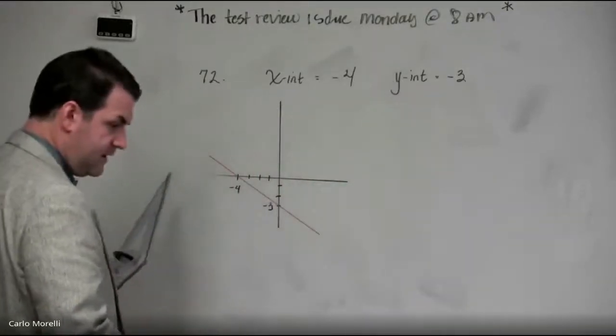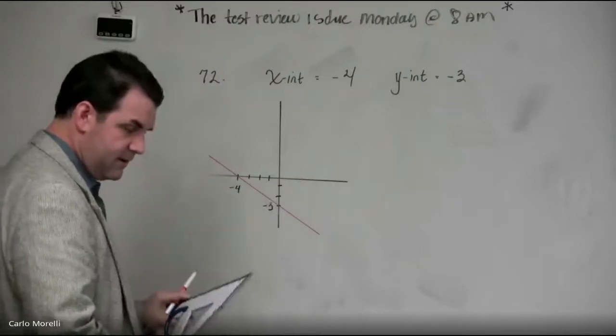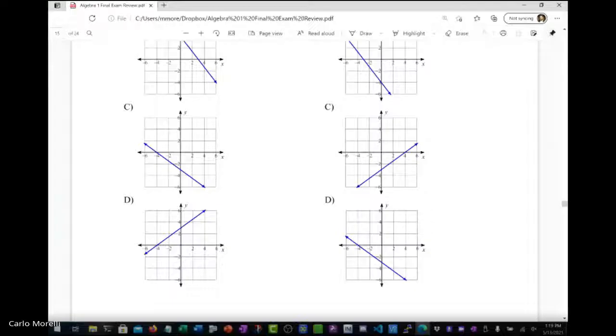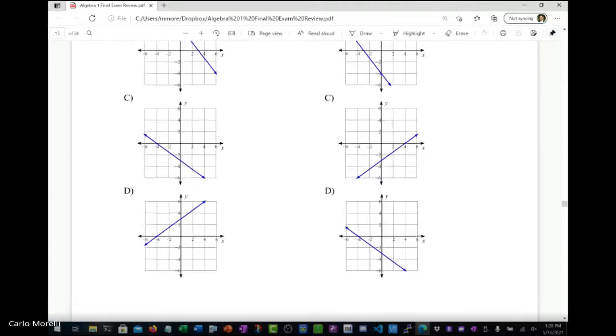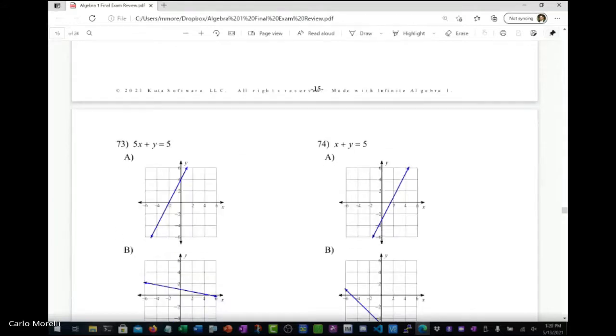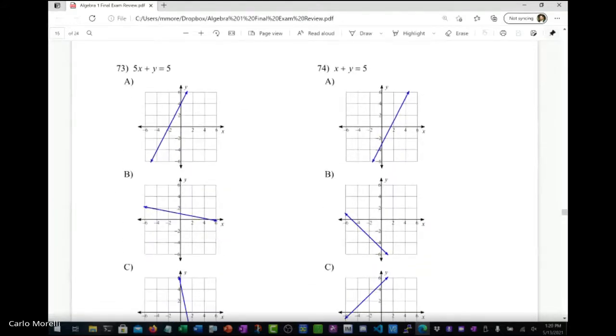Crossing at negative 4 and negative 3 is D. So I'll just show the picture there. B is crossing, it's flipped. So B is crossing the x at negative 3 and the y at negative 4. We want D. Okay.